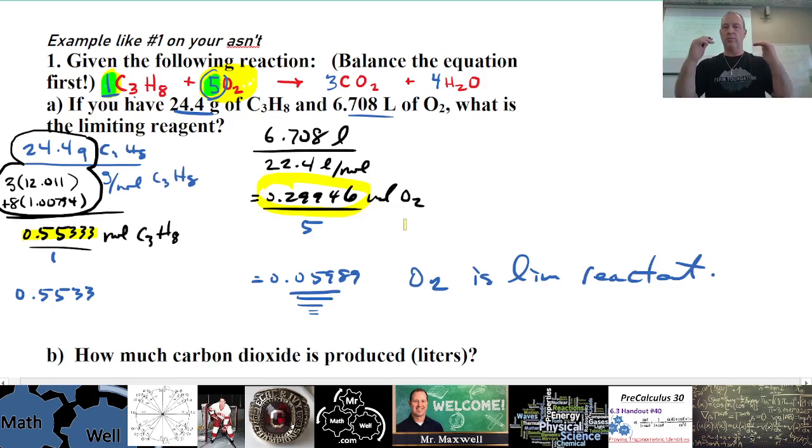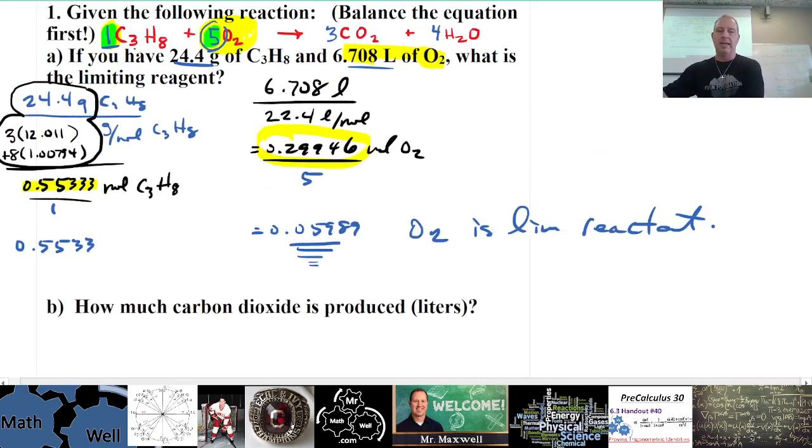All right, convert to moles, divide by the coefficient in the balanced equation, compare those numbers. The smallest one represents the limiting reactant, okay? Don't just circle this number and say, boom, I'm done. No. This number represents oxygen as the limiting reactant, because it's going to run out first.